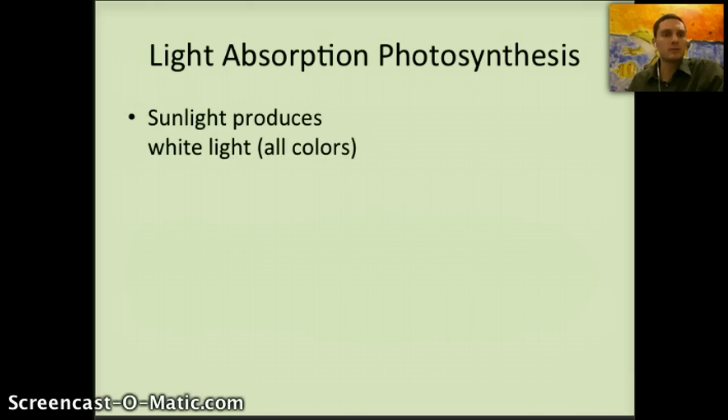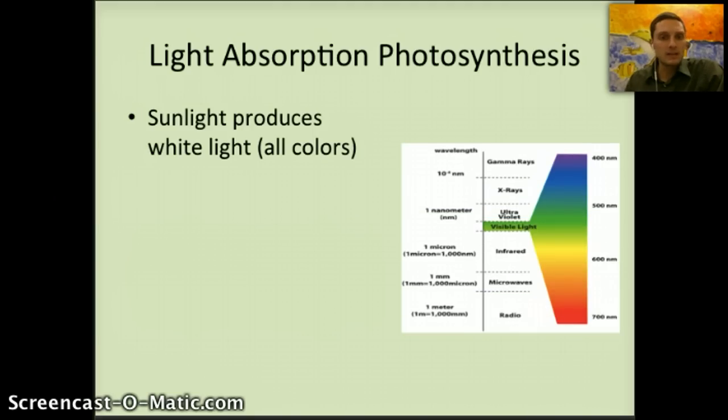Now, sunlight produces white light, and that's a mix of all different sorts of colors. We can separate that out in terms of visible light that humans can see, into different colors. Those different colors are caused by different wavelengths of the light. Reddish orange has wavelengths around 700. Violet and blue have wavelengths of around 400.